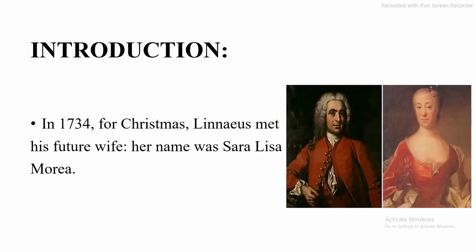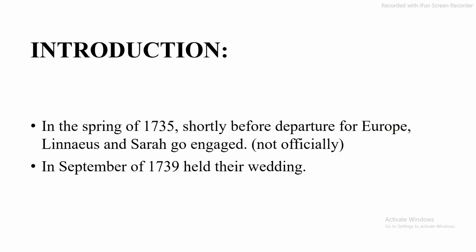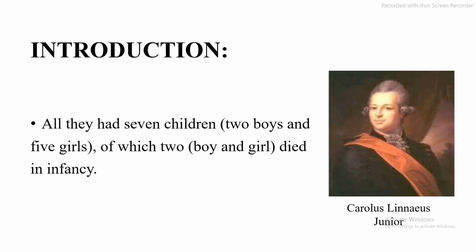In 1734, for Christmas, Linnaeus met his future wife. Her name was Sara Lisa Moraea. In the spring of 1735, shortly before departure for Europe, Linnaeus and Sara got engaged, not officially. In September of 1739, they held their wedding. They had 7 children, 2 boys and 5 girls, of which 2 boys and a girl died in infancy.